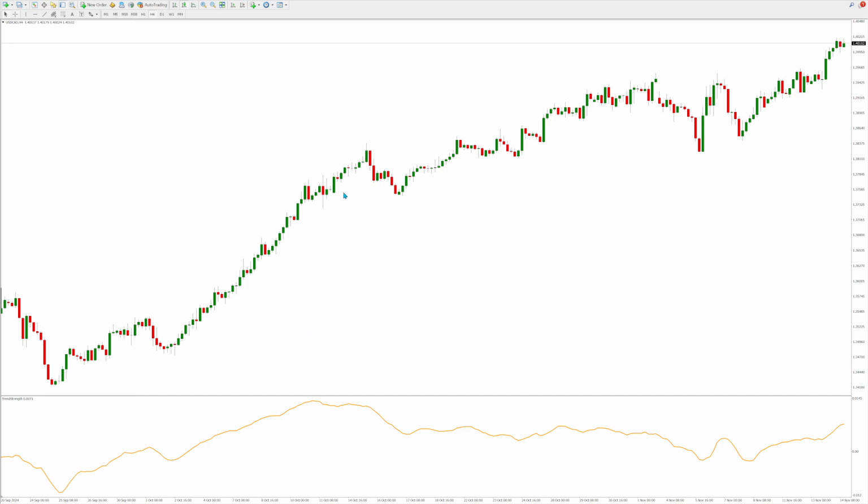Okay, this is the MT4 trading platform, a US dollar, Canadian dollar 4-hour chart. You can see here the trend strength indicator in its own window below the chart. I downloaded the indicator free online. You can probably find it if you don't already have it in your platform.